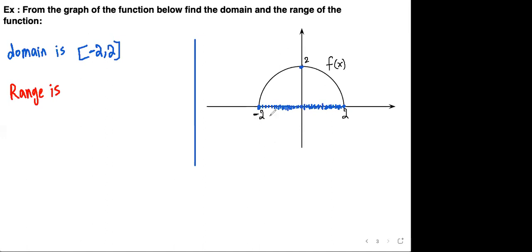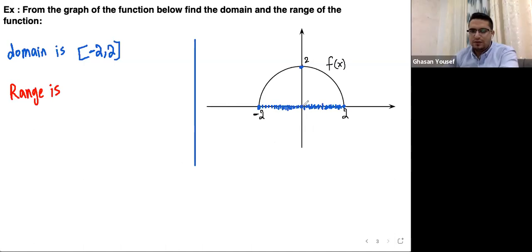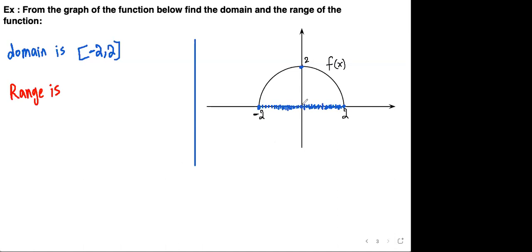Wouldn't it be from 0 to 2? Exactly, from 0 to 2. But what about the 0 and 2, are they included or not? Is it a closed interval or an open interval? We include the 0 and 2. It does include it. Yes, correct.